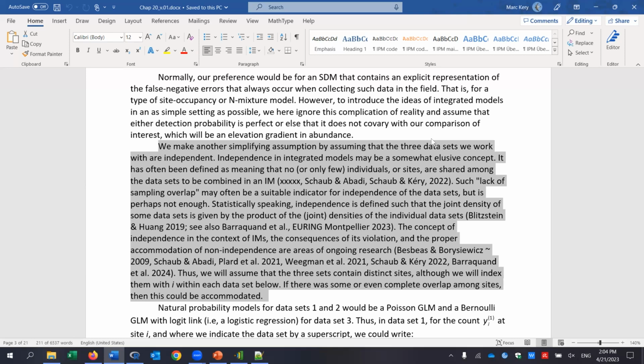I do believe, in spite of Frédéric's talk, that for this type of data, if you have no overlap of sites, this will mean that the data sets are independent. But I'm not completely sure about this. This independence question, again in the context of integrated models, is something that should be investigated more so that we can better understand it.